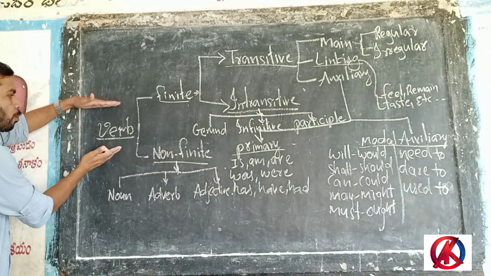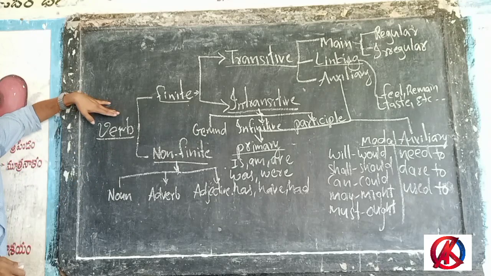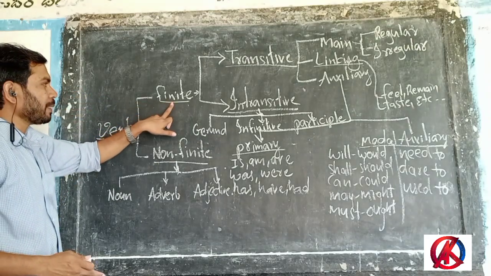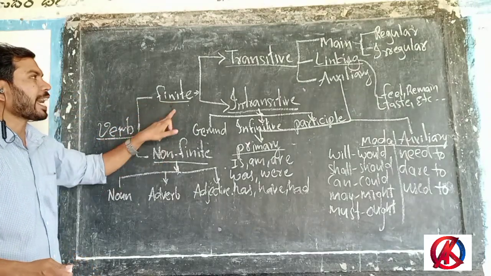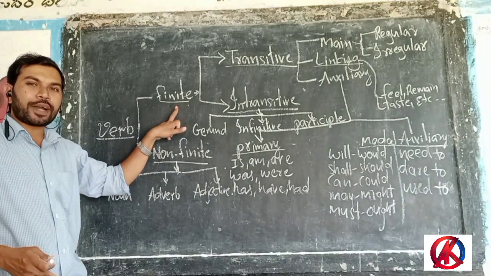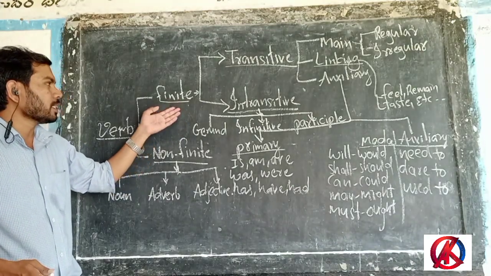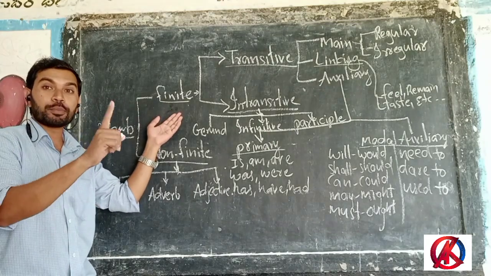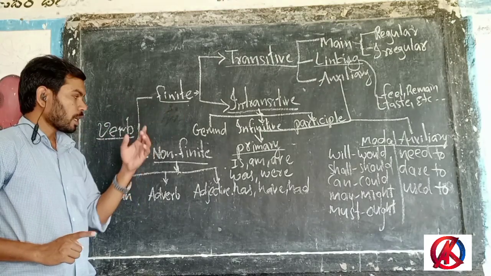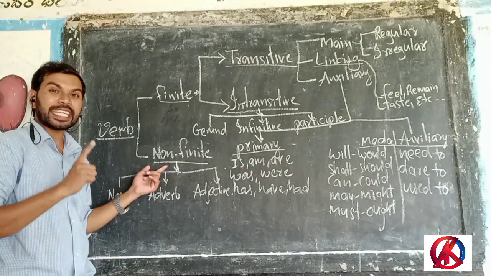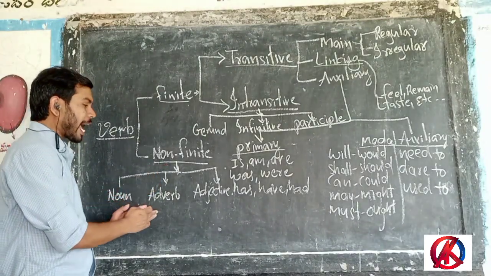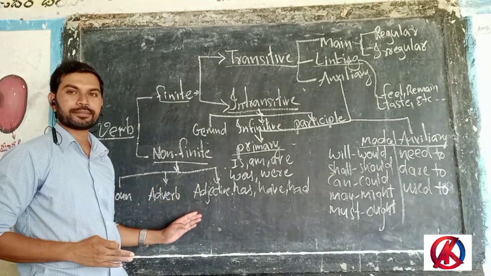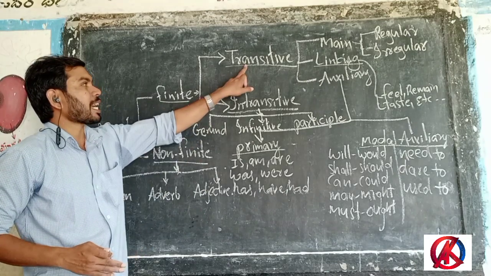A verb tells a noun's action or state of being. It has been further divided into two. Finite verb. What is a finite verb? It changes according to the noun, verb and tense. Whereas non-finite verb acts as noun, adverb and adjective. What is a transitive verb?